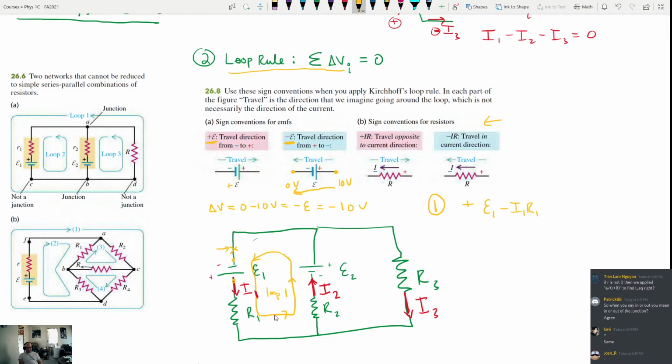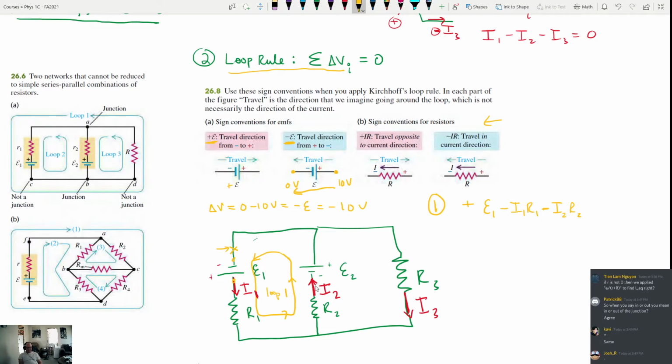Okay. Now the next thing we encounter as I'm going around this loop is this resistor here, R2. I notice the current is flowing in the same direction as R2. Do I write plus or minus I2 times R2? Same direction, so the loop is up, the current is up. So now we do negative again, right? In traveling in this current direction, you get negative IR.